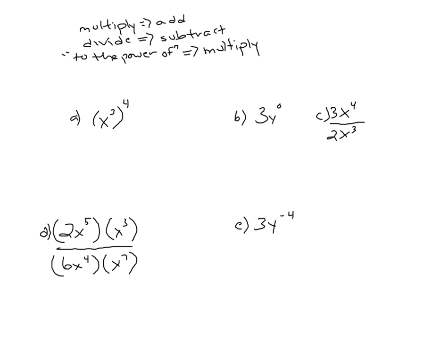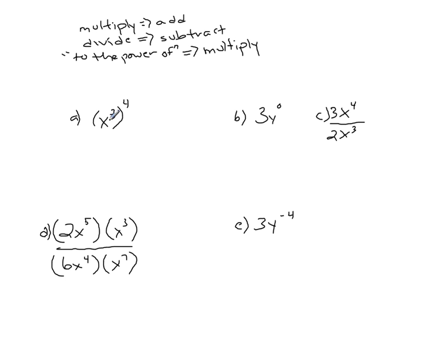When we work with exponents, there's a few rules that we've got to keep in mind. The first is if we're multiplying exponents, we add them together. If we're dividing terms that have exponents, we subtract the exponents. And if we're taking something to the power of, for example, a, then we multiply the exponents.